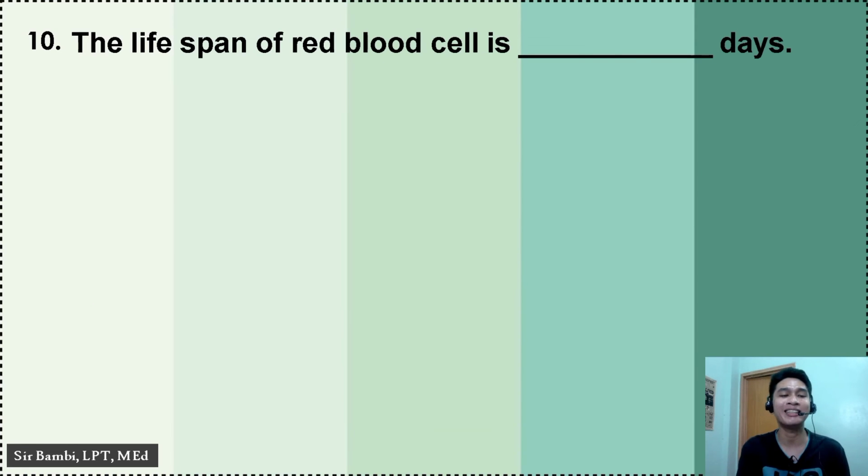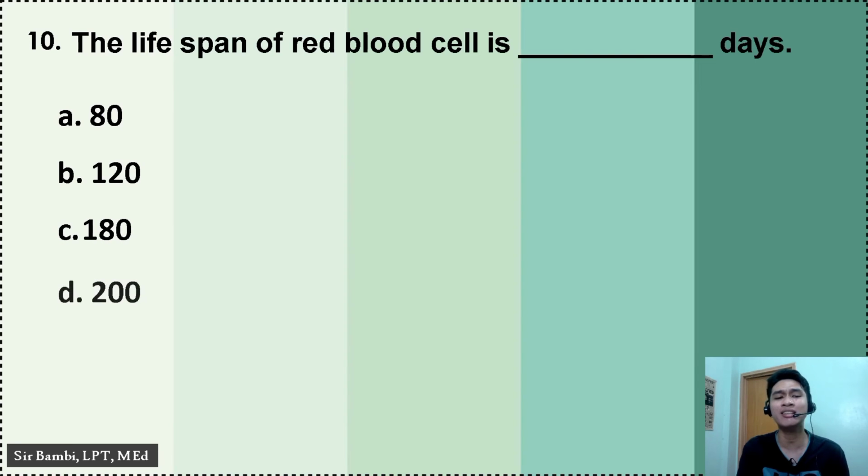Number 10. The lifespan of red blood cell is blank days. A. 80, B. 120 days, C. 180 days, or letter D. 200. The correct answer is letter B.